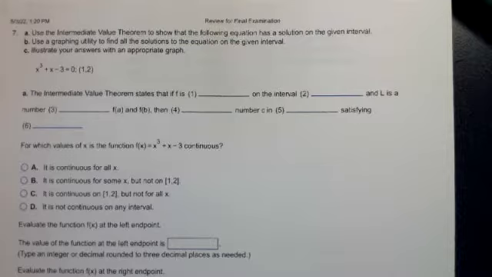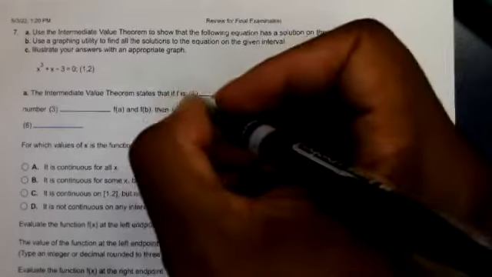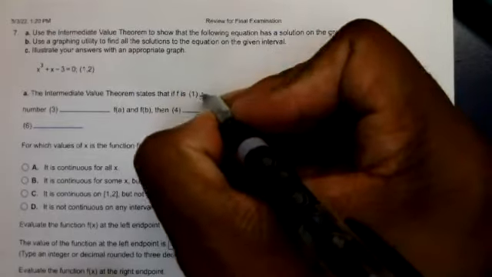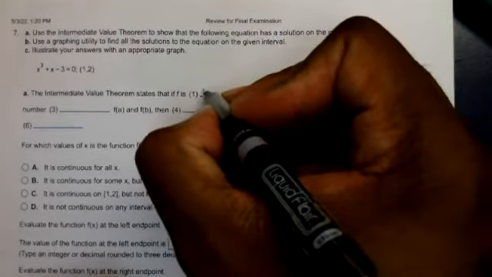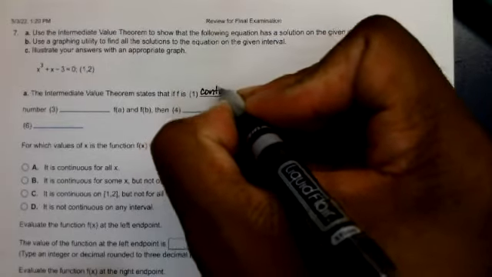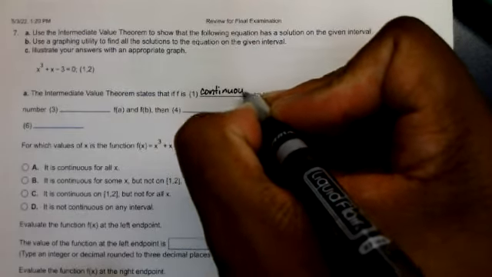Okay, so let's start with part A. Here you're going to have to fill in the blank about the definition, or actually what the intermediate value theorem says. Now, the intermediate value theorem states this: if f is, now here they're going to give you a drop-down menu to select your answers.